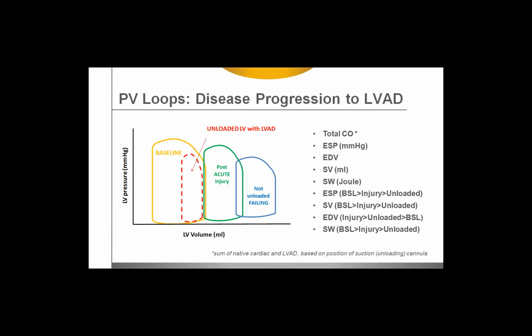Slide number 8 introduces the concept of PV loop application post-LV injury. As you can see, monitoring of the baseline, which is the orange PV loop on the left, is very important. As the heart becomes injured, the PV loops shift to the right on the x-axis. So there is the post-acute injury green loop. As we've seen many times, and Dr. Burkhoff presented in the earlier sessions, the PV loops change position based on the injury and the characteristics of the injury.